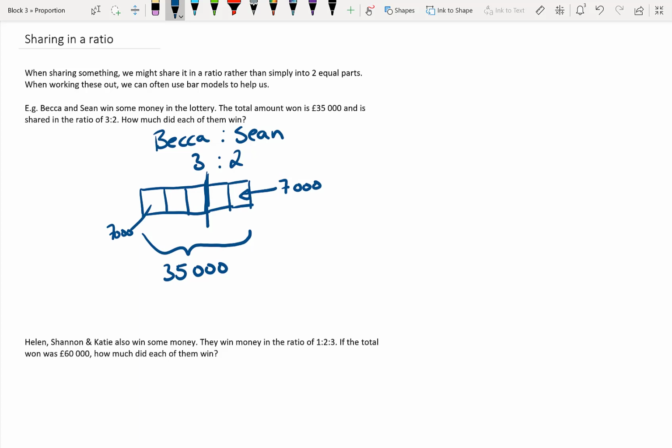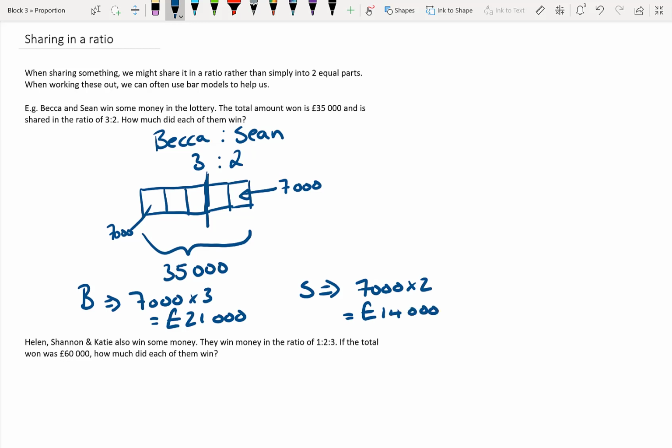Okay, so we get 7,000 in that box, we'd have 7,000 in that box. If I'd written it bigger, I could write the numbers in the boxes. But that tells us then that Becca has 3 lots of 7,000, so she gets £21,000. And Sean, he has 2 lots of 7,000, and so he gets £14,000. Okay, and how can we check? Well, if we add these two numbers up, it should give us the 35,000 we started with. Okay, and that makes sure then that we haven't lost any money and we've split it in the right way.